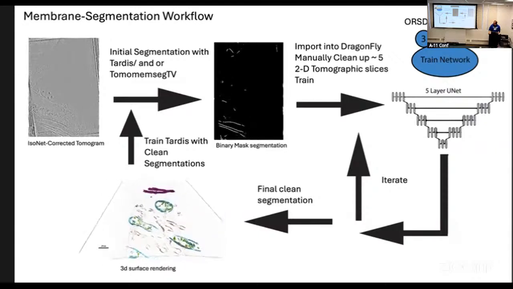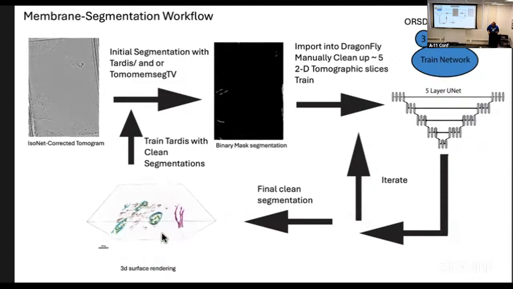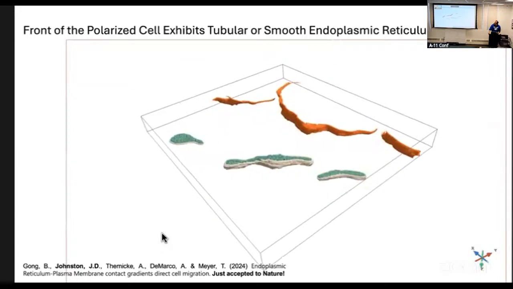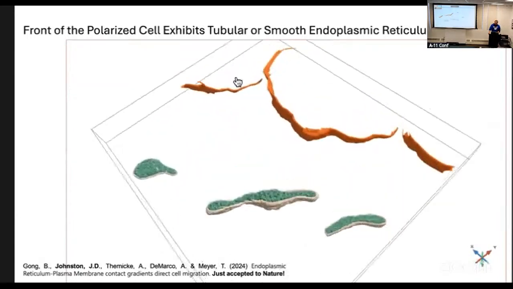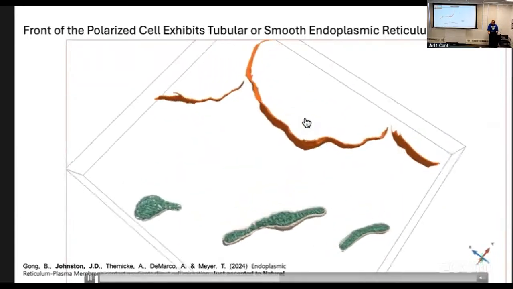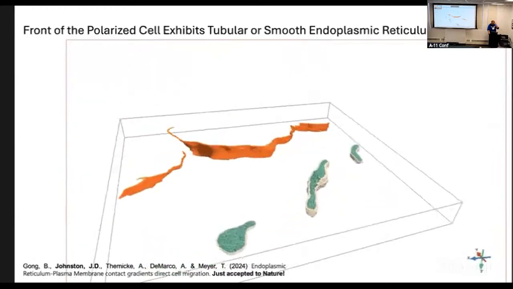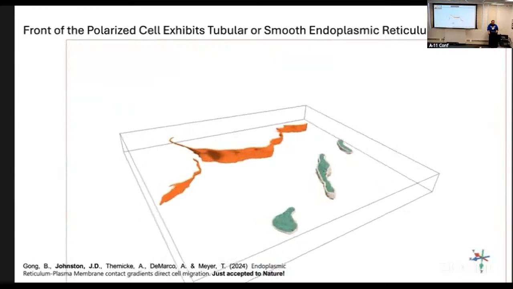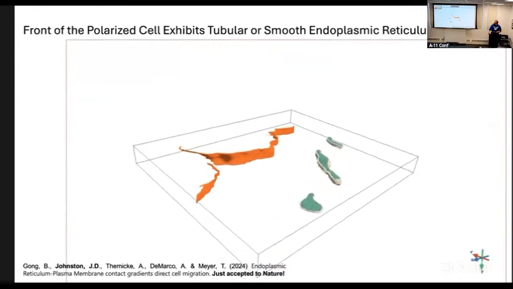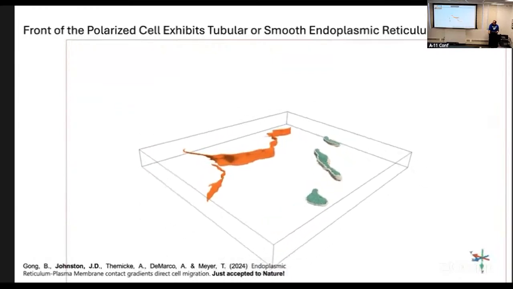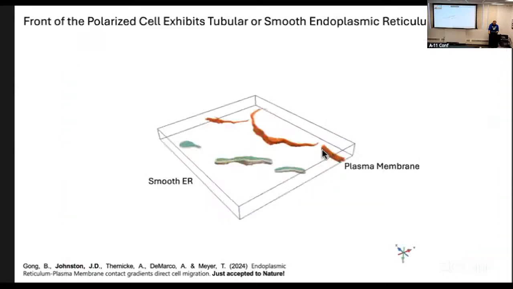So you get something like this. In red is the plasma membrane using a pipeline like this, and in green is the ER at the front of the cell. You can generate movies like this in Dragonfly if you want. That's one of the cool things you can do with tomography.